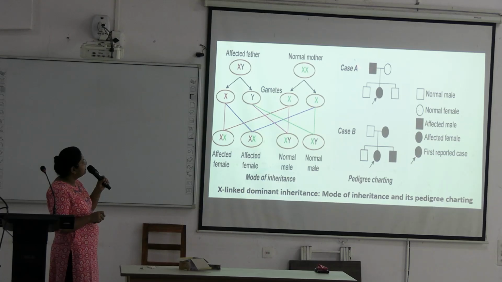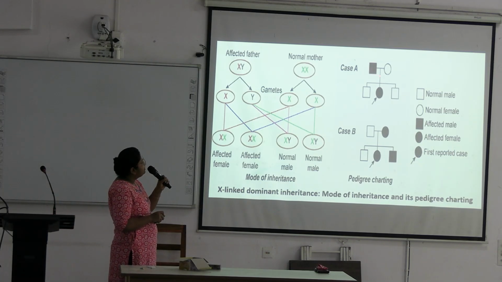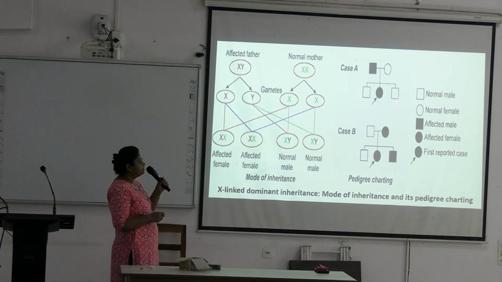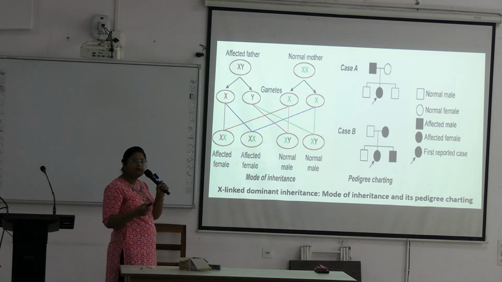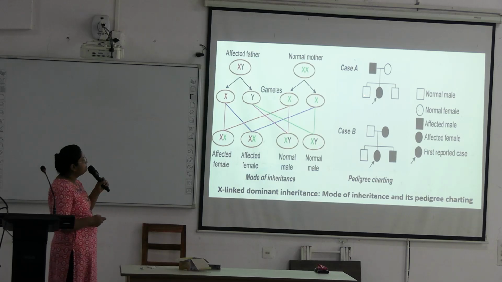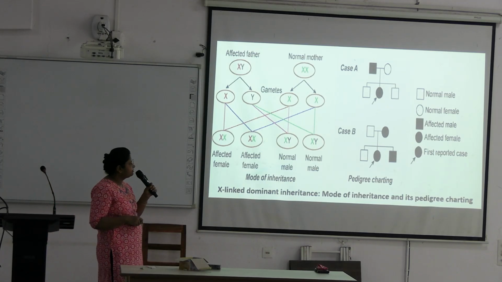Here you can see case A, case B. Here the father is affected, so the affected X goes to the daughter and she is affected. Okay. And here in the affected mother, both male and female can be affected because the X chromosome from the mother can be transmitted to both male and female children. Okay, and here the arrow shows the first reported case. So this is X-linked dominant inheritance.